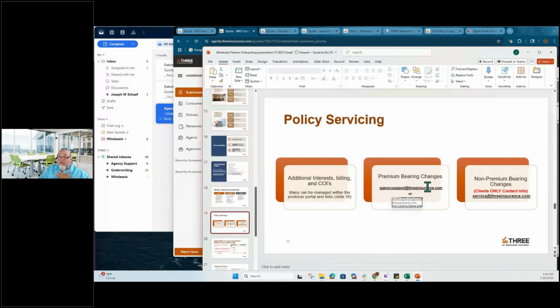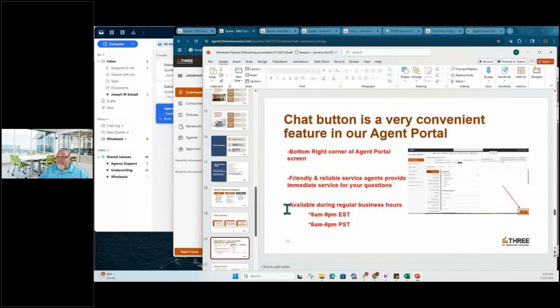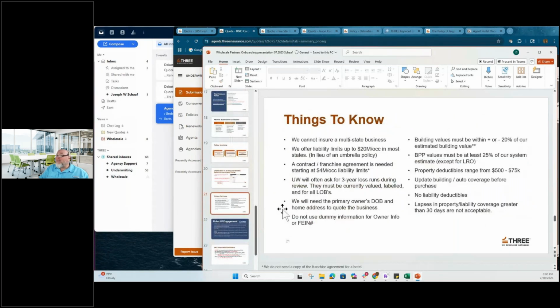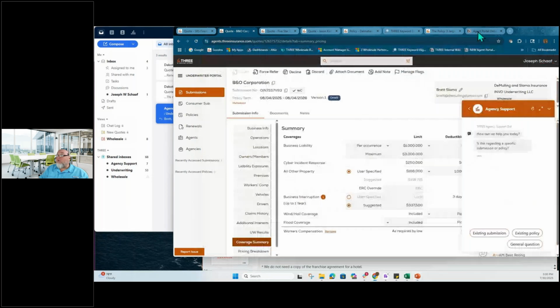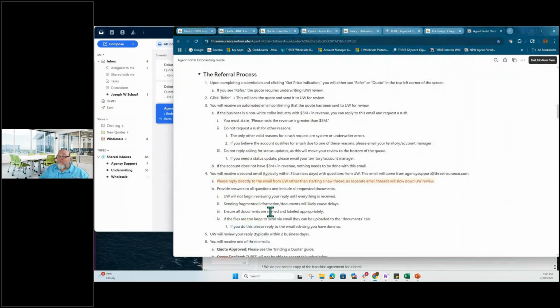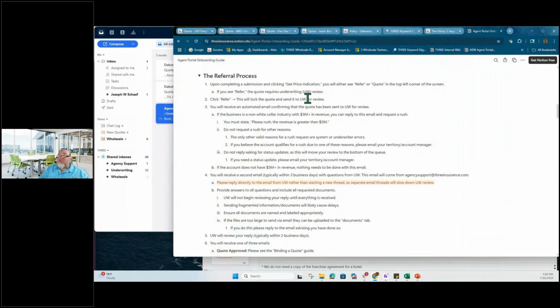This is our email box address. You'll never send an email directly to me. You always send it to the team, agency support at 3insurance.com. That way, if I'm not available, one of my colleagues will pick it up and work it for you. We talked about the chat button. Let's see what else. This is just some basic information on things to know. This is actually discussed when you're in the agent portal training. These types of messages are in here, the information that's listed here.